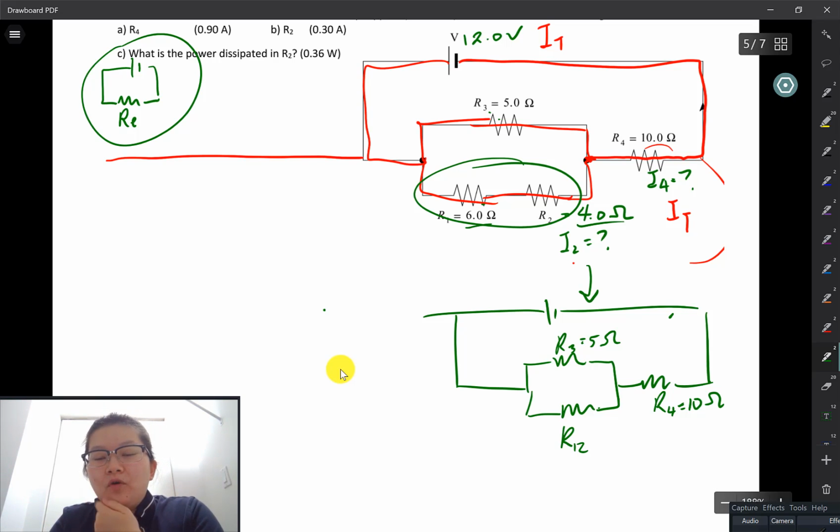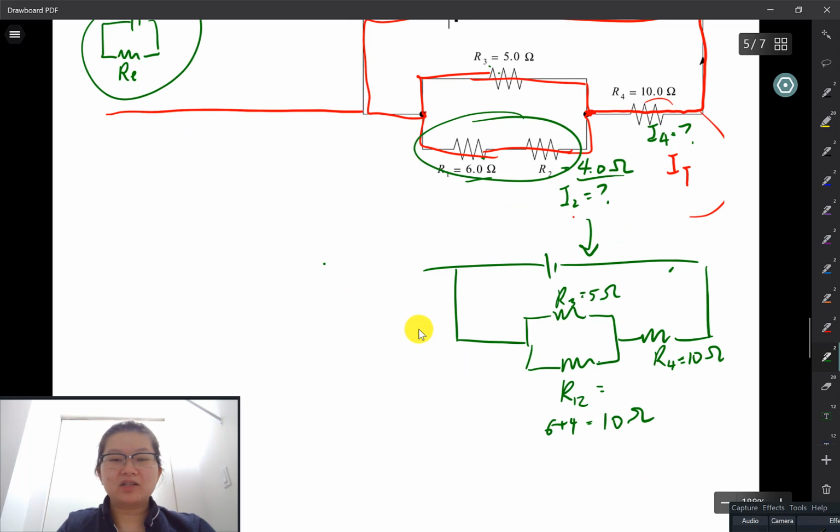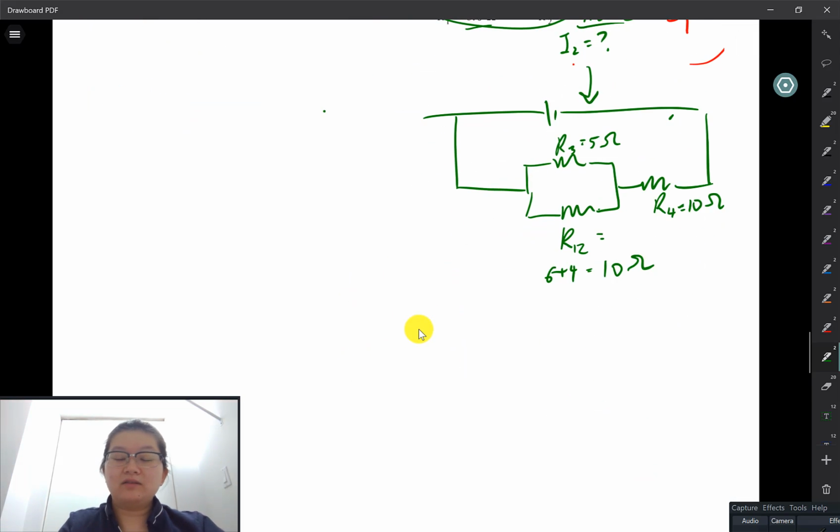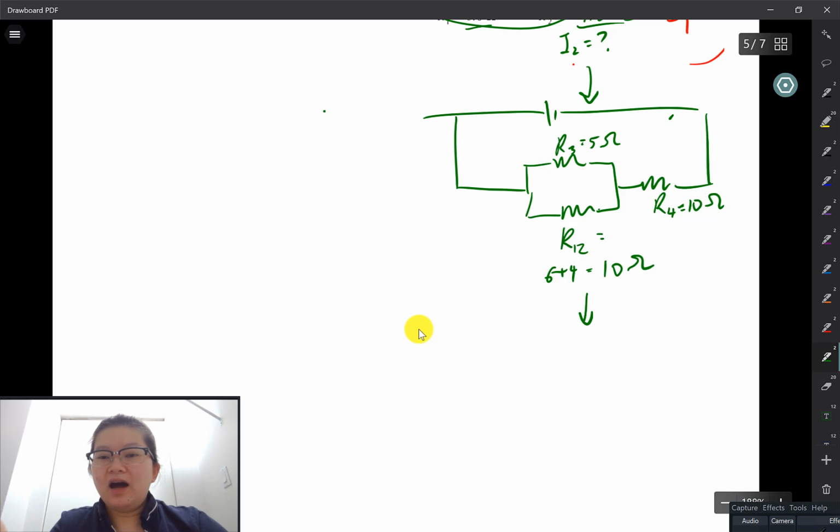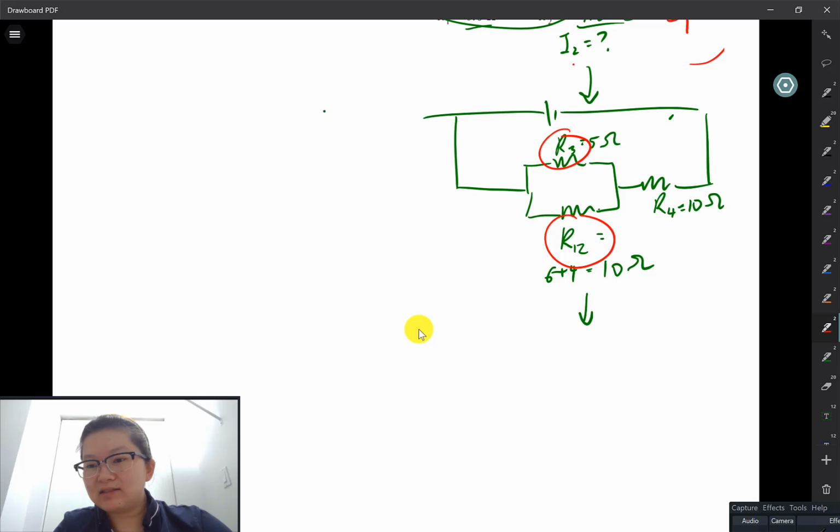6 ohms plus 4 ohms is going to be 10 ohms in total. Okay, so that's the first step. We're going to start to slowly combine resistors one at a time. Now this next step, the easiest one to combine now, is to combine R3 with R12. So let's do that next.